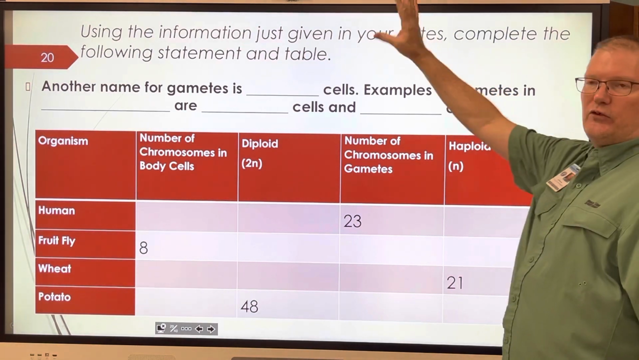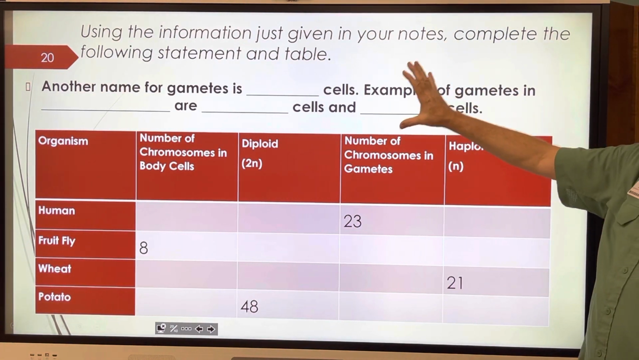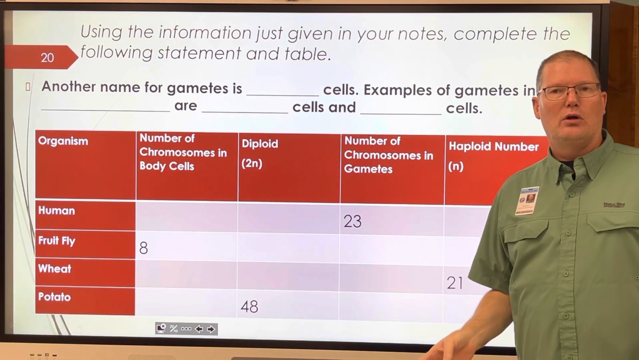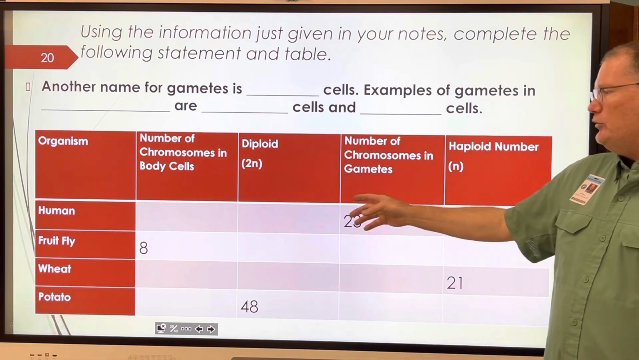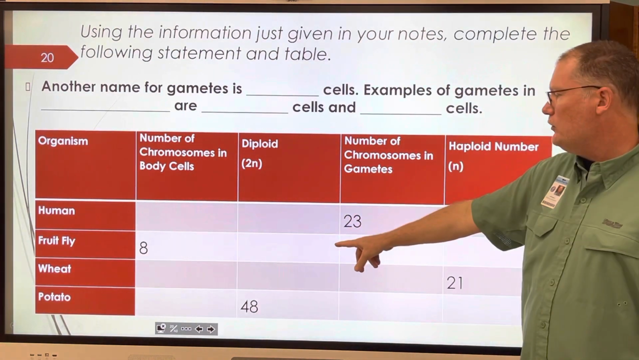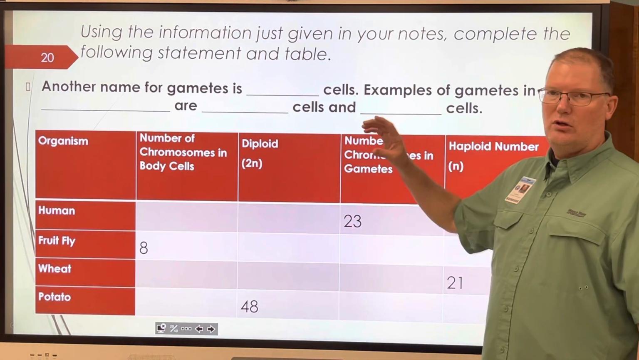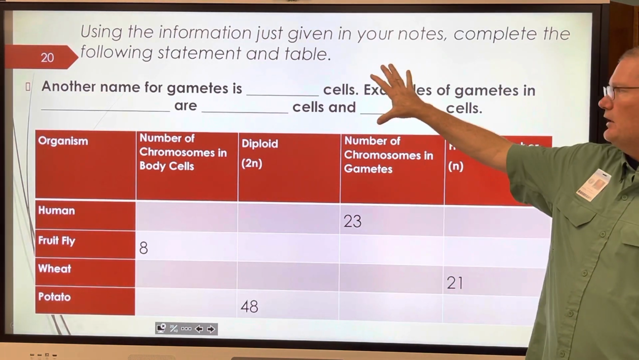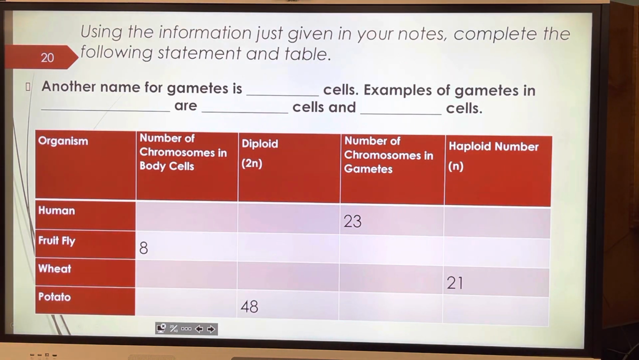So using the information that you were just given in the notes, complete the following statement and table. I'm not going to give you these answers. It's really simple. They give you the hints here, okay? And then you would just determine the other numbers based upon the information that we just learned about and fill in that table and that sentence.